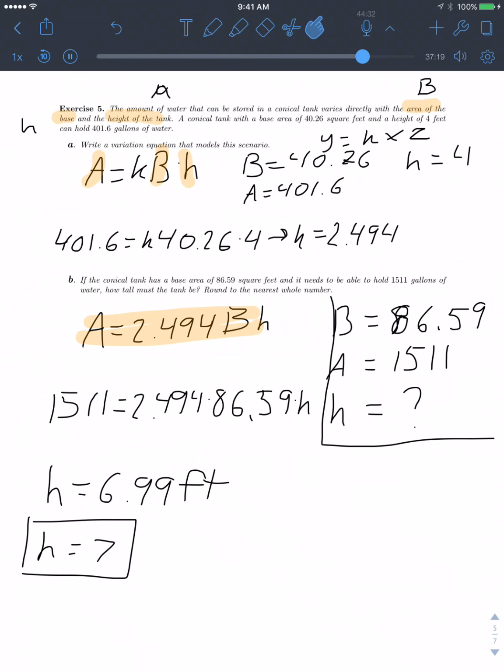So this is another case where we have derived a model, figured out the variation, or the constant of variation, and taken that model and used it to look at a new situation where we hold all but one thing constant. We'll see something similar in the next problem.